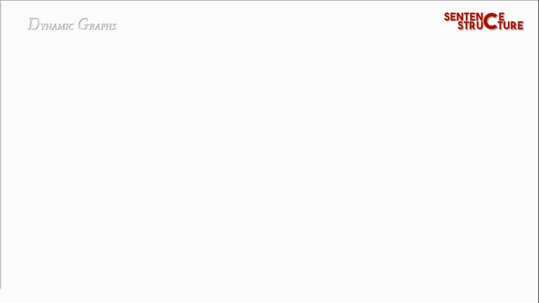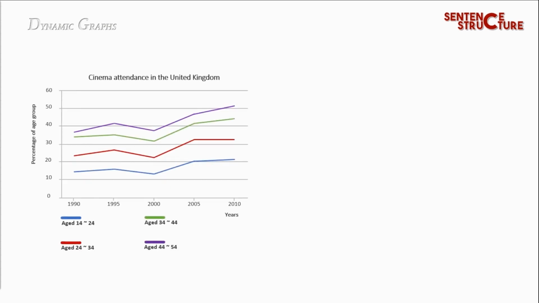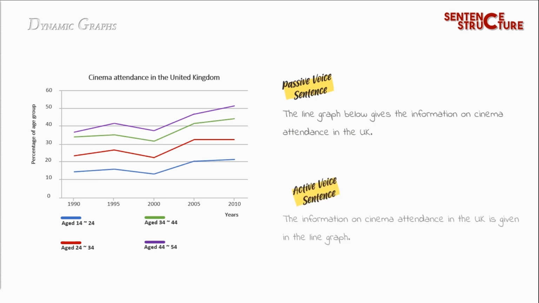In the sentence structure strategy for writing an introduction, we just have to change the active voice sentence into a passive voice sentence. So, the line graph below gives the information on cinema attendance in the UK is changed into the information on cinema attendance in the UK is given in the line graph.